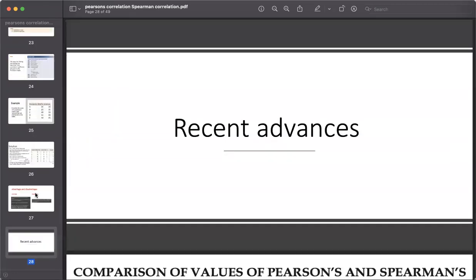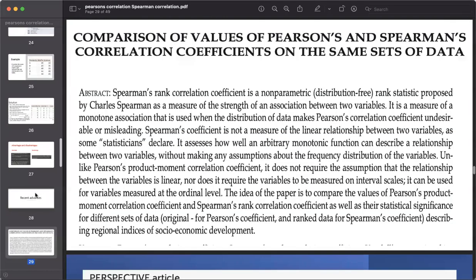Now it's time for recent advances. Comparison of values of Pearson and Spearman correlation coefficients on the same set of data. Abstract: Spearman's rank correlation coefficient is a non-parametric ranked statistic proposed by Charles Spearman as a measure of the strength of an association between two variables.